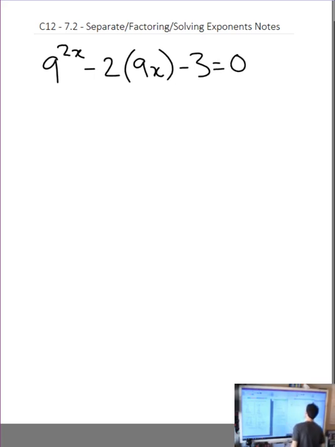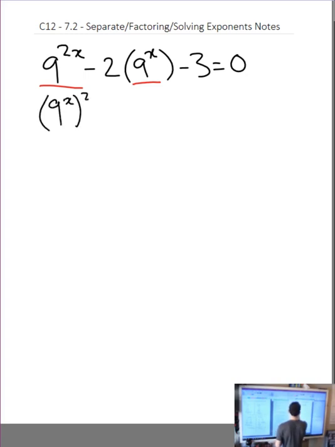9 to the 2x minus 2 times 9 to the x minus 3 equals 0. Now, this one looks a little bit different, but I can clearly see that I have a 9 to the x. So I need to make that m, but I need to work on this over here first. So I know from 7.1 that this is simply 9 to the x squared.